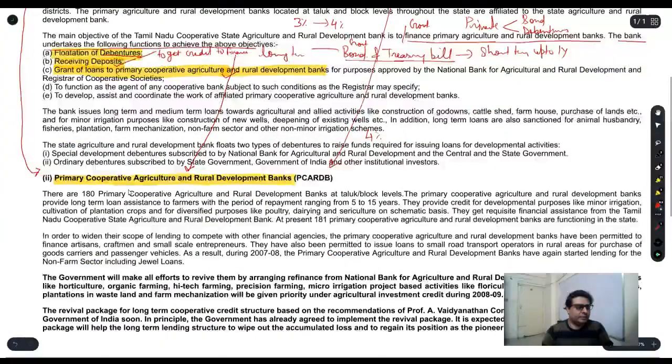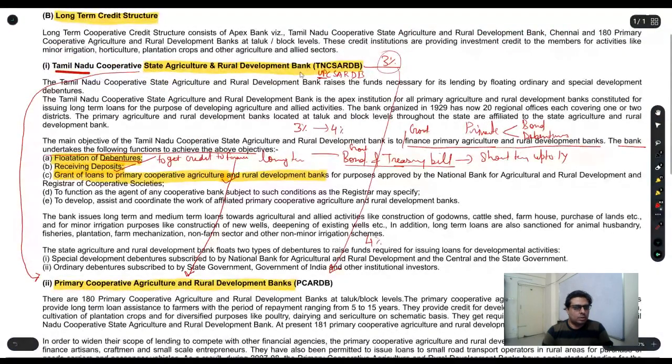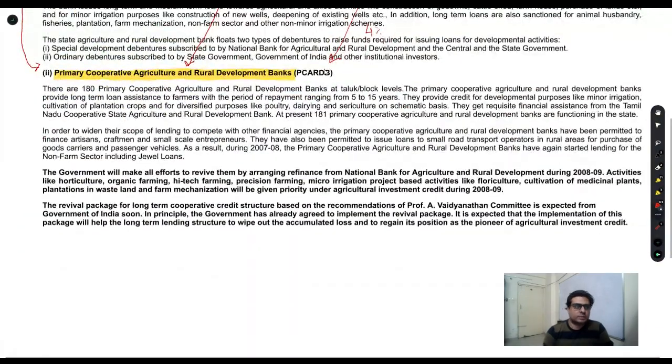Okay, so I have explained to you about the functioning of the State Agriculture Rural Development Bank. Now we have to move towards primary cooperative agricultural and rural development banks, right? So just have a read. They are talking about the state of Tamil Nadu, so that's why they are mentioning 180 primary cooperative agriculture and rural development banks.